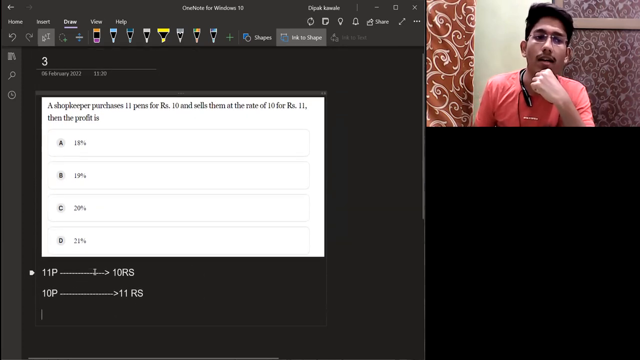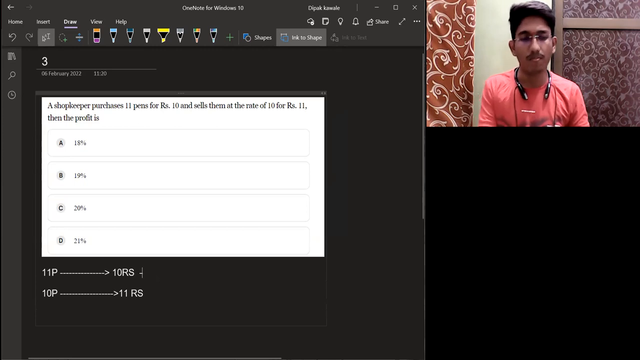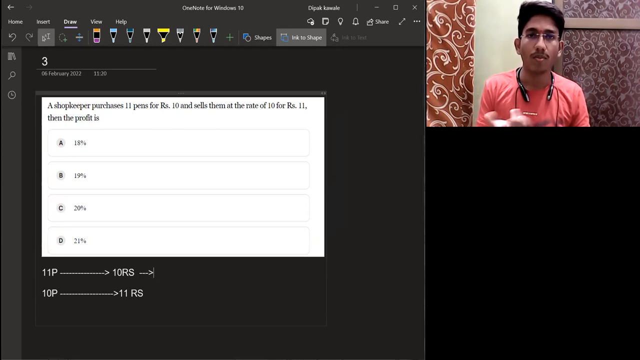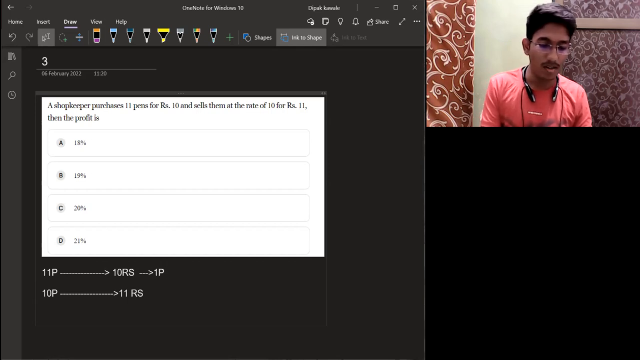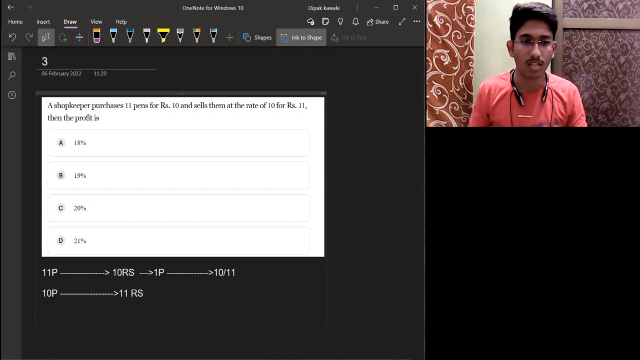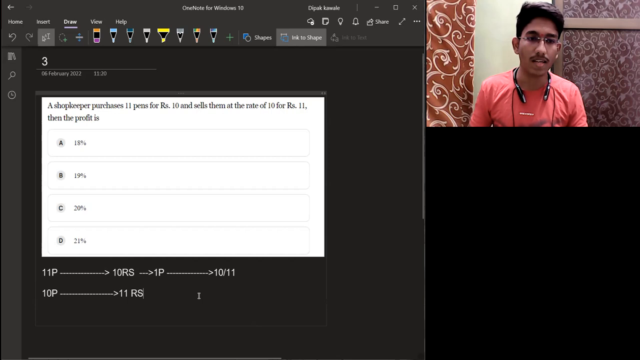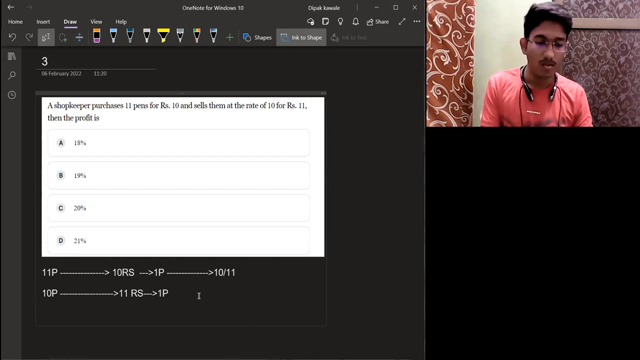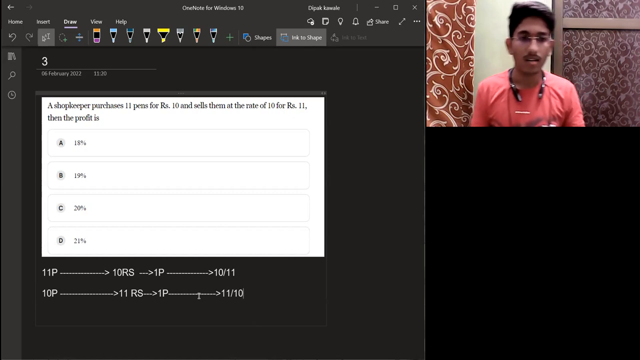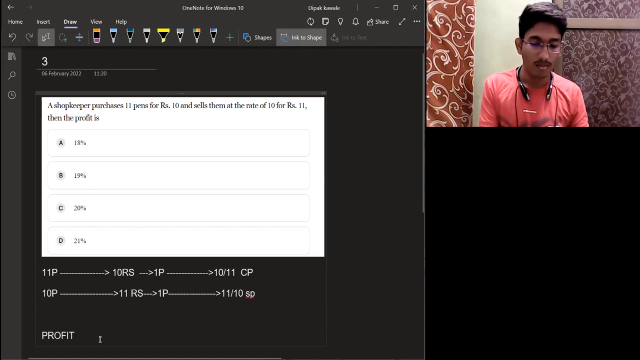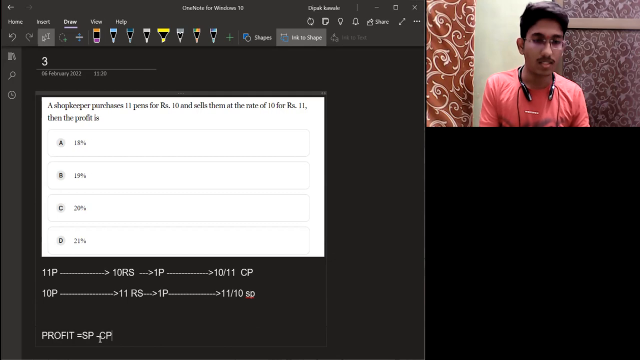If I want to find the profit, I have to get to know my one pen price. So my one pen price will be 10 by 11. And what is my selling price for one pen? Selling price will be 11 by 10. So this is my selling price, and this is my cost price. Profit will be selling price minus cost price.